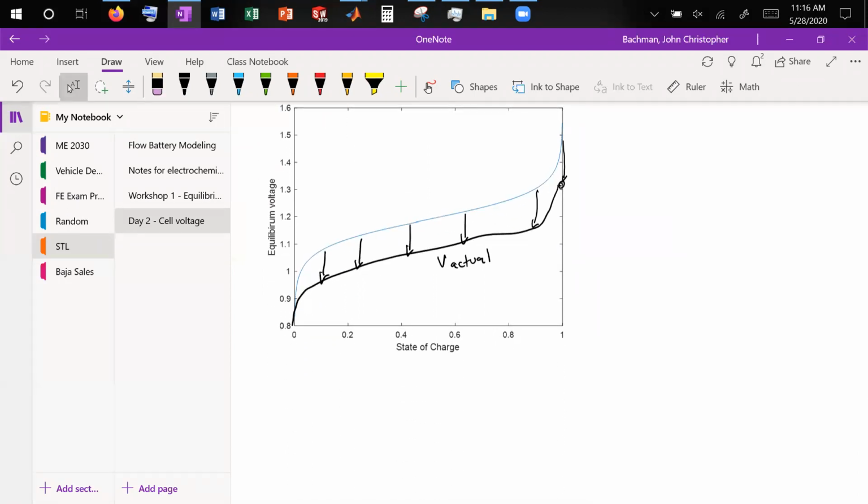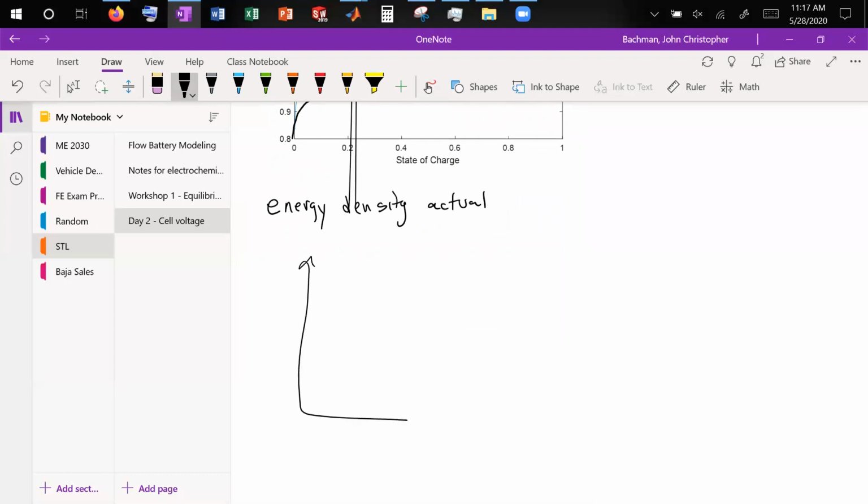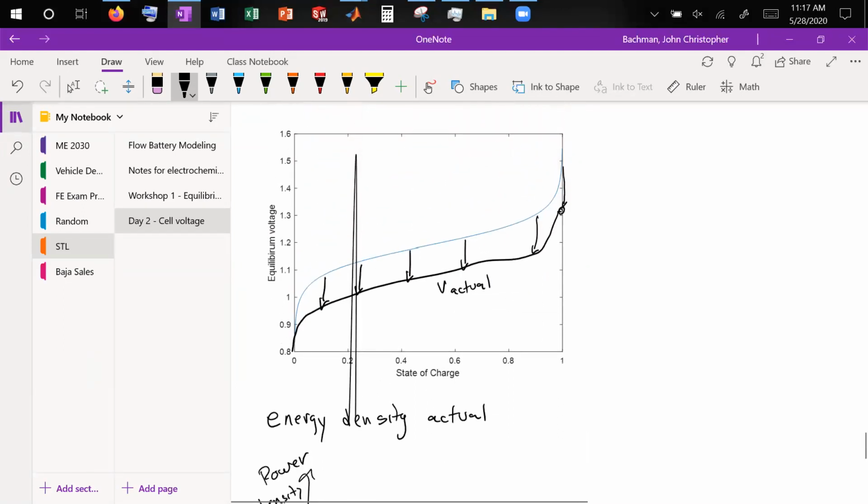And you could figure out what's my actual energy density, right? We integrated that before to get energy density, so you get energy density actual. And you can actually make a really cool plot. A cool plot we like to think about for your cell is the power density over the energy density. So you could come up from this first part.